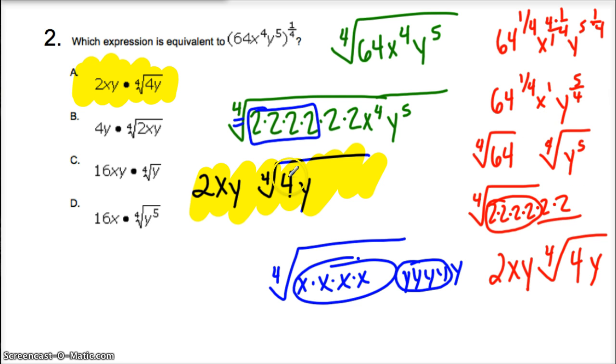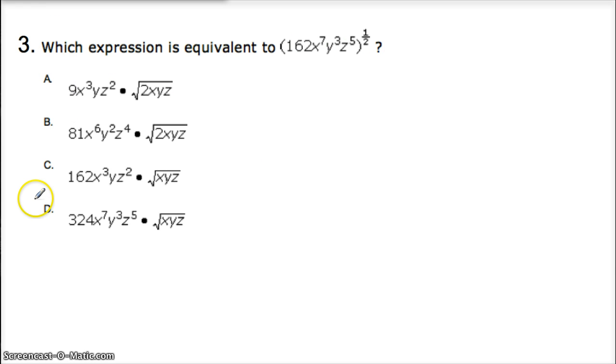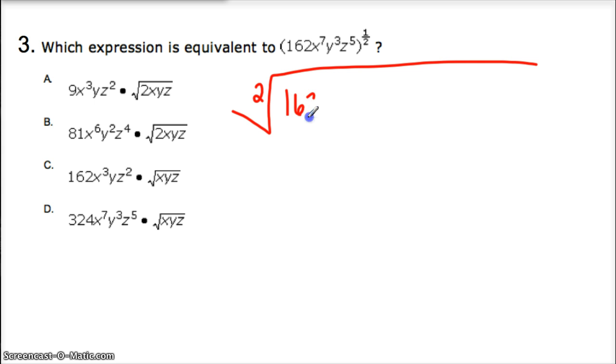So the first way, I think, is the easiest. Okay, so let's look at the third one. Same concept as the last one. I'm going to go ahead and change this to radical form. So 2 is going to become the index. And you have 162 x to the 7th, y to the 3rd, z to the 5th.